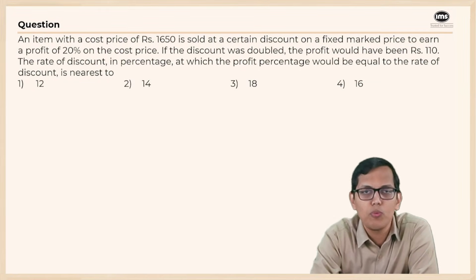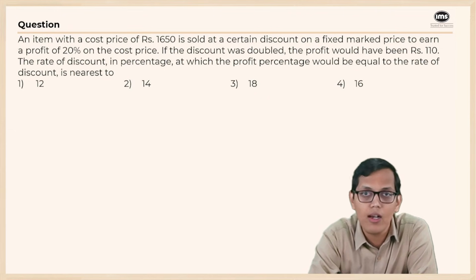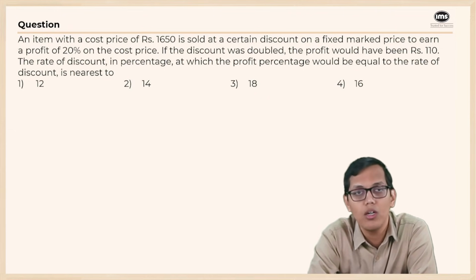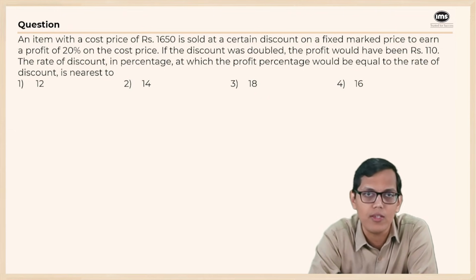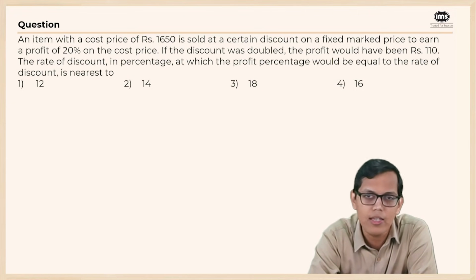An item with a cost price of rupees 1650 is sold at a certain discount on a fixed marked price to earn a profit of 20% on the cost price. If the discount was double, the profit would have been rupees 110. The rate of discount in percentage at which the profit percentage would be equal to the rate of discount is nearest to.